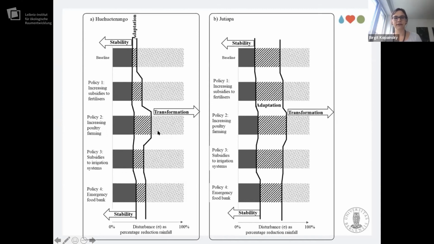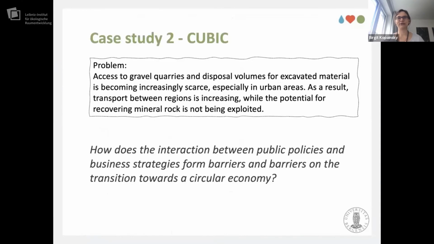What's much more effective is the promotion of livestock and poultry farming. And again, this has to do with these different stocks in the system, the stock of livestock that helps buffer revenue losses, and the stock of household food reserves that increases the adaptability window here. With that, I want to leave it for the moment for the first case study and turn it from maize and poultry in Guatemala to Daniel and the construction industry in Switzerland.